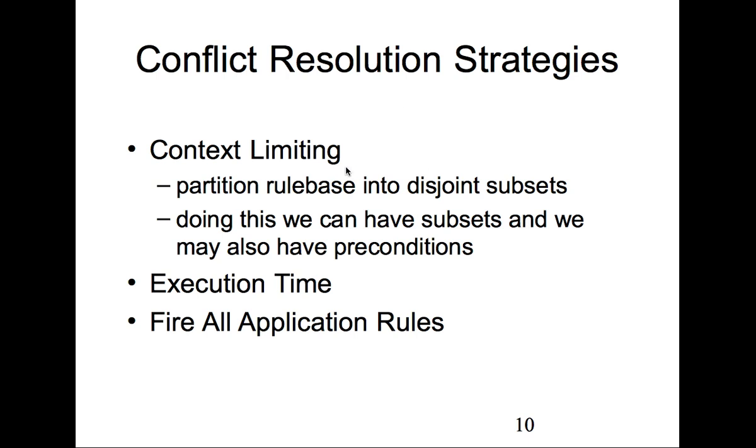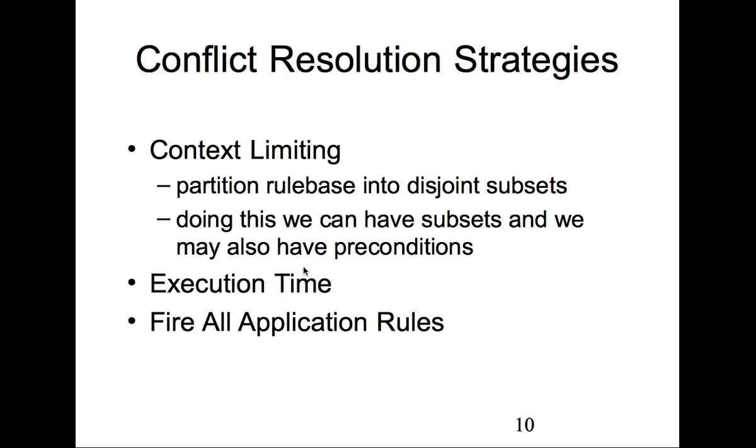But going back to the expert system, partitioning the rule base into disjunct subsets, as an example, solving the problem to figure out that you have a twisted ankle, perhaps. I'm not going to look at arms, I'm not going to look at stomachs, I'm just going to look at ankle problems. I'm just going to look at stomach problems if I'm trying to diagnose food poisoning or whatever happens to be wrong with the stomach. So doing this, we can have subsets that we want to have for preconditions, so we can limit the context, we can conflict resolve a little bit more accurately.